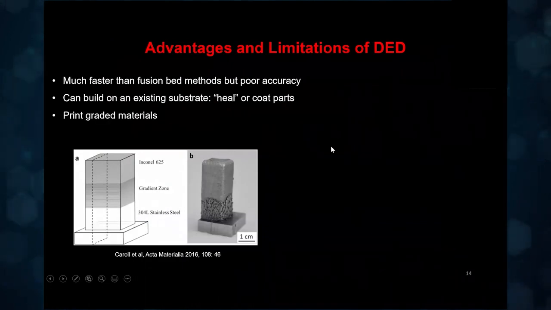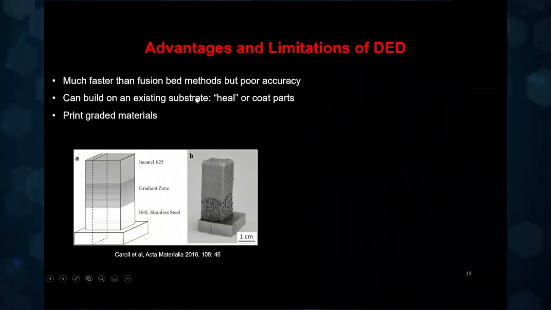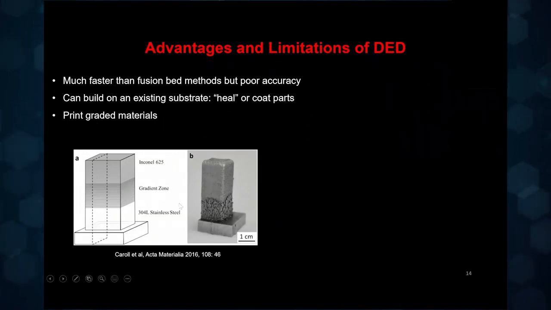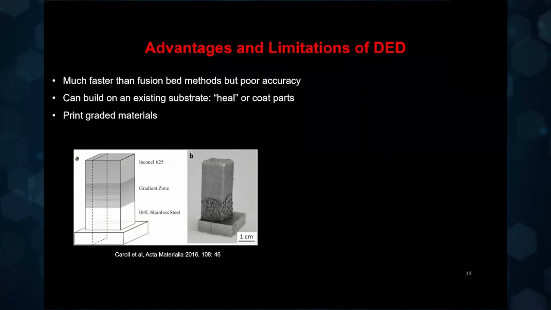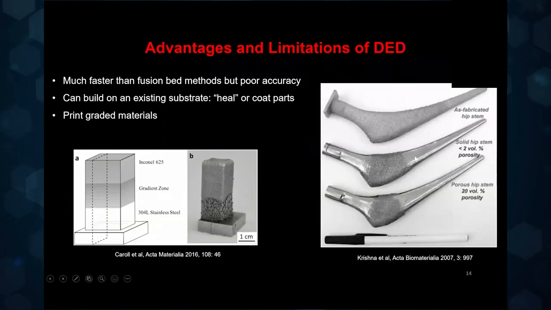So advantages, of course, being that it's much faster now than the powder bed techniques. And also you can build it on any existing substrate, which means that if there is already a part that was prepared by some method, whether it's additive or some other technique, you can use it to heal or repair those materials. You can deposit coatings on them. And also you can make these compositionally graded materials very easily by changing the feed material that's going into the device. And these are again some examples of attempts at trying to make 3D printed parts using these DED techniques that people have tried. And these are some hip stems that have been printed using various DED techniques.